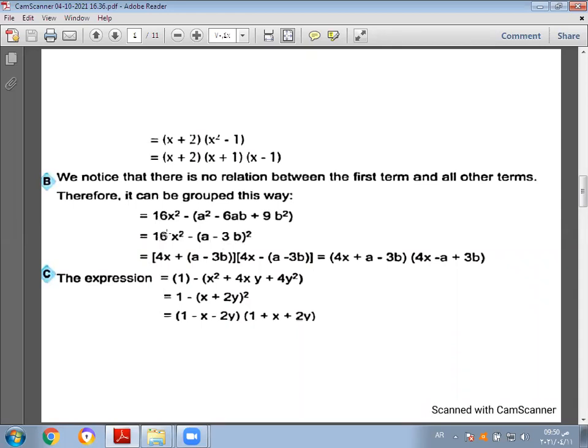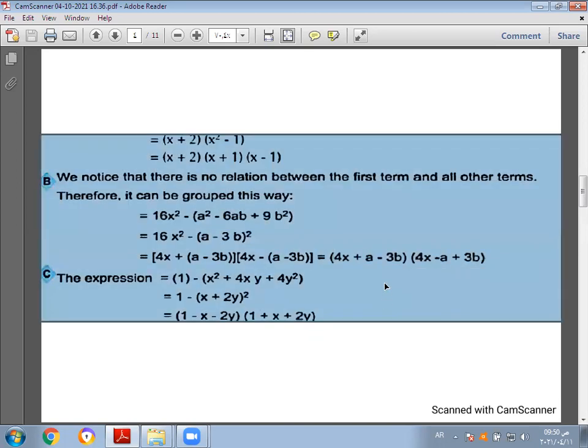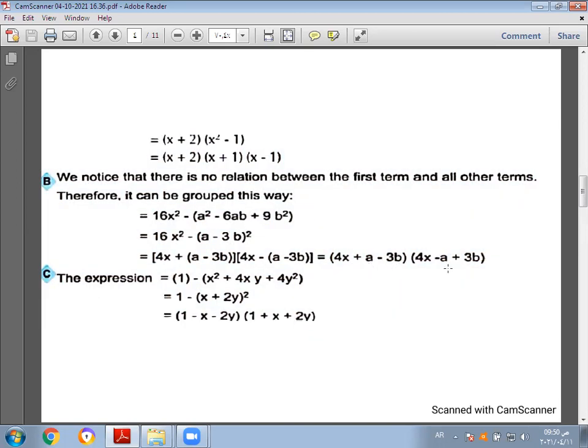is the difference between two squares. We will factorize again. 16x² will be 4x and 4x. Minus will be plus and minus, or negative will be positive and negative. (a − 3b)² we will put as a − 3b in the first and a − 3b in the second. Then we simplify, and we find the result will be (4x + a − 3b)(4x − a + 3b).